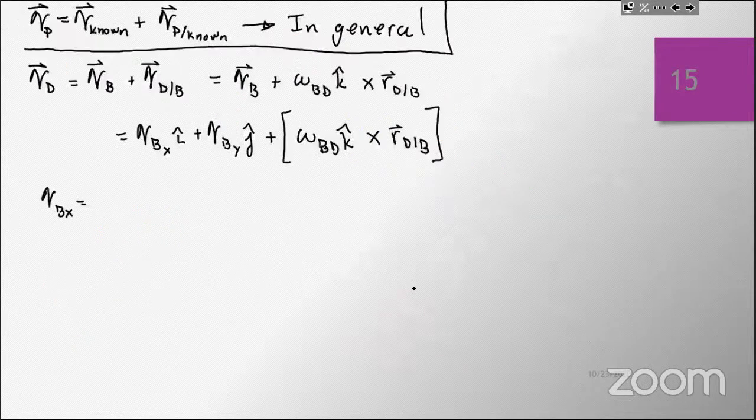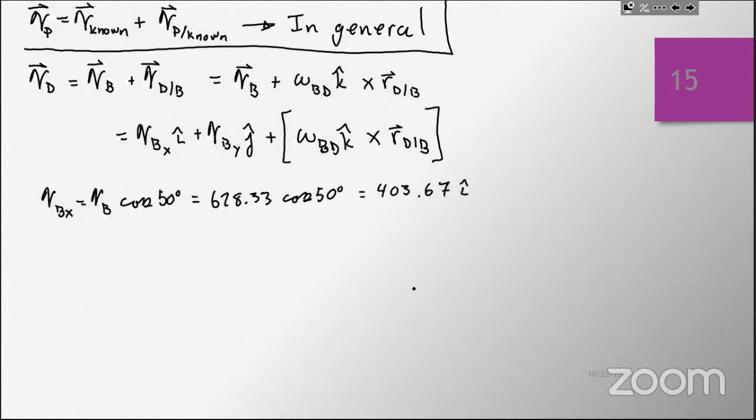So we can come up with VBX. VBX should be V sub B cosine of 50 degrees. All right, what's that going to equal? 628.33 cosine of 50 degrees. Excuse me, 403.67 i meters per second, right? So meters per second in the i direction.